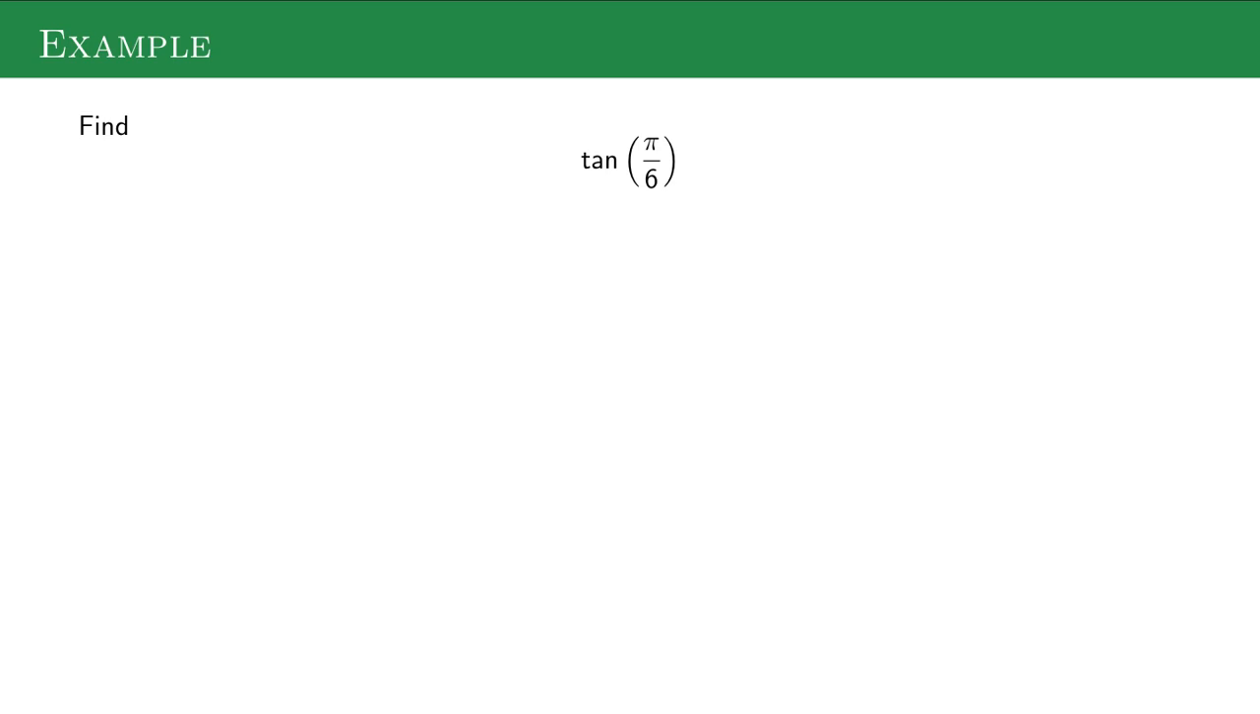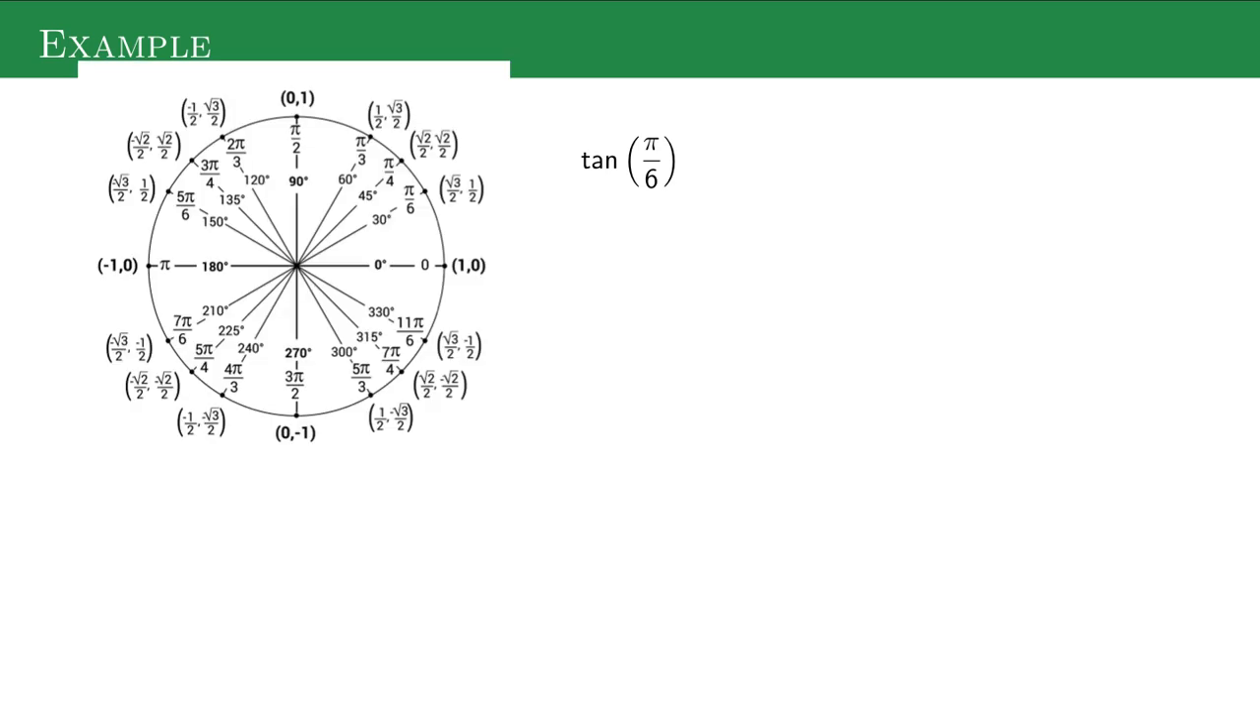What is tangent of pi over 6? We'll do the same thing. We're going to go to our unit circle, find pi over 6, and get sine and cosine. Sine is 1/2, cosine is the square root of 3 over 2. And now we just have to figure out how to simplify this. A little bit more complicated than the last one, but we know how to simplify this.